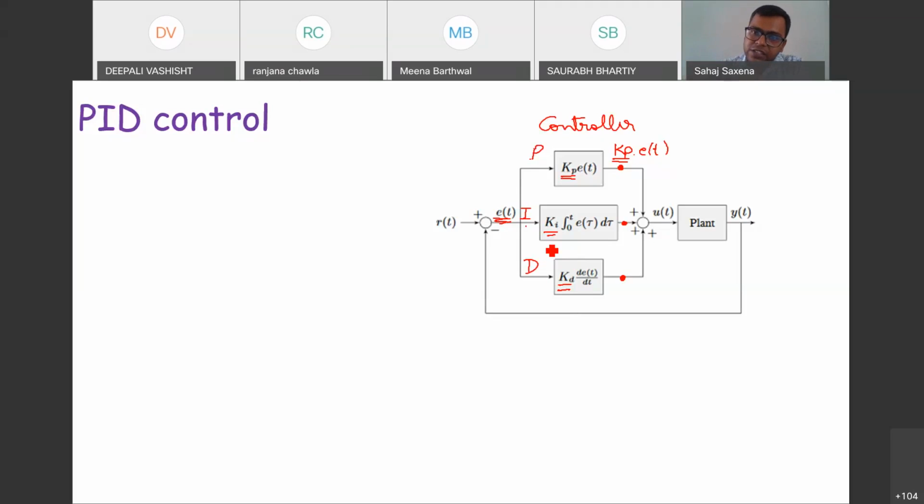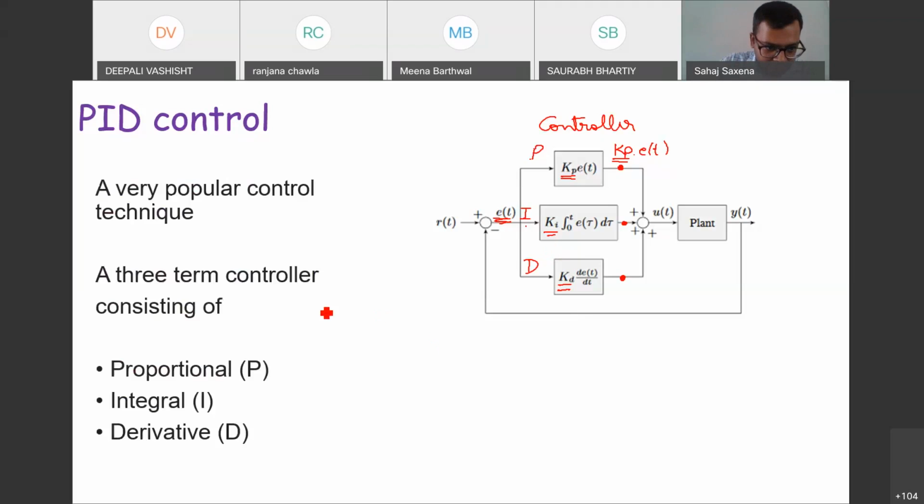Differentiation means rate of change. So the controller will understand how the error is going to change. It will sense the pattern of change of the error. The integrator will collect all the errors and the proportional will simply amplify the error. So these are three parts. And if we add these three signals together, we get a PID controller. So this is the PID controller part.